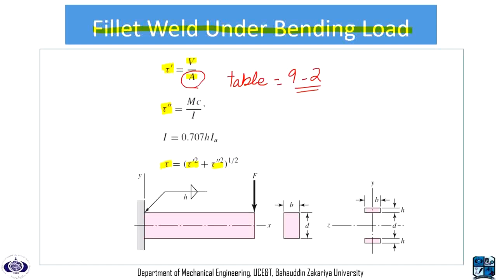Similarly, for secondary shear stress, we have M C over I, where I can be found using the formula 0.707 h I_u, and I_u can again be calculated using the formula from Table 9-2.